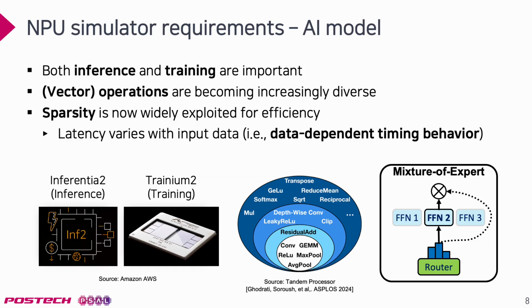Furthermore, many different operations are continually being introduced in the AI models to achieve good accuracy. Many of these operations are based on vector operations. So it is important to have comprehensive support for vector operations in the simulation framework. Also, as the models are getting bigger and bigger, sparsity is widely exploited to perform inference efficiently. And mixture of experts is one example of exploiting sparsity. So such features have to be properly evaluated.